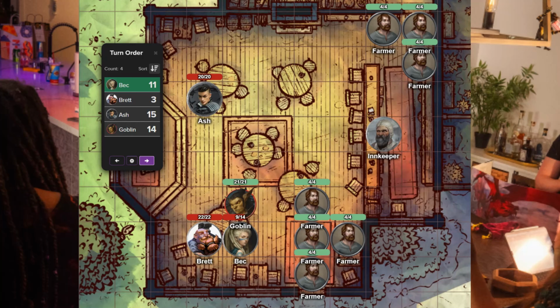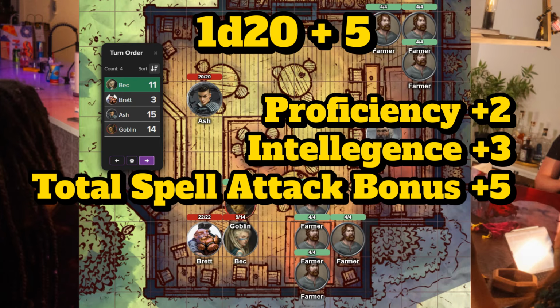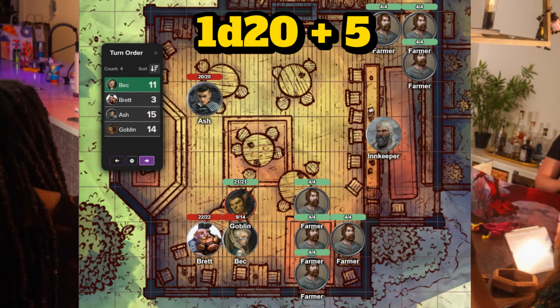Firebolt is an action. Normally Beck would roll 1d20 and add 5. Spellcasters determine their spell attack bonus dependent on their class. As Beck is a wizard, she gets to add her proficiency, which is 2, and her intelligence modifier, which is 3. So normally Beck would roll 1d20 and add 5, trying to reach or get higher than the Goblin's AC.